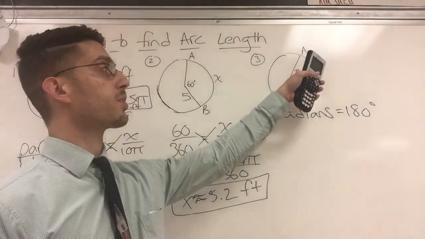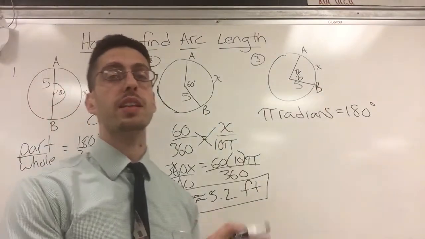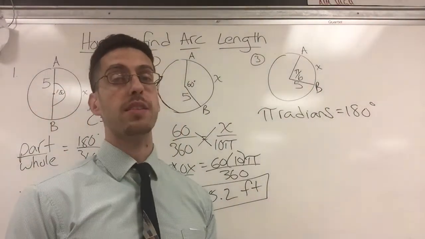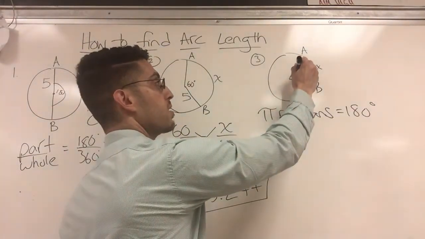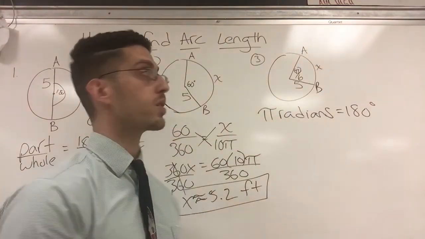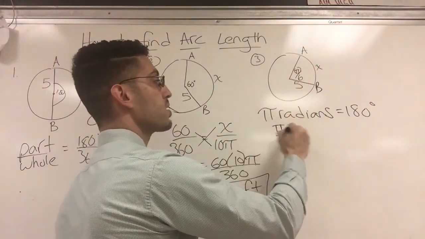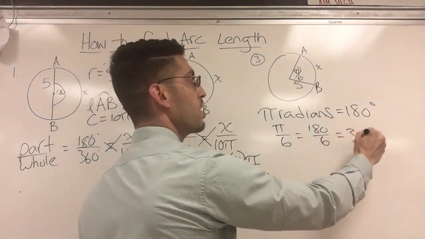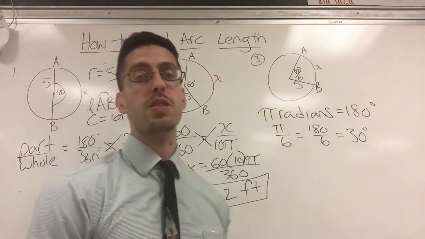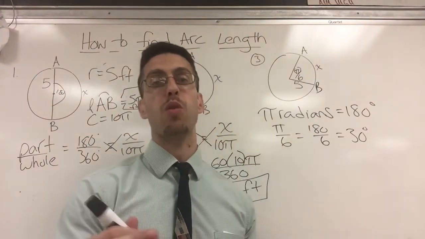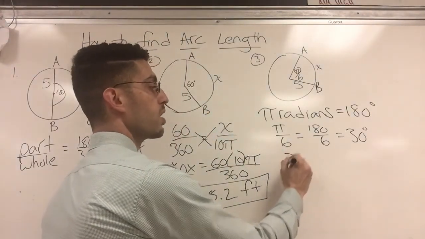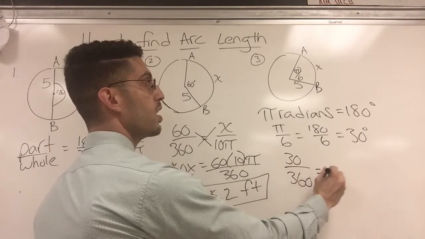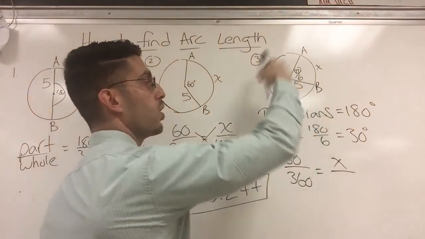So wherever I see something weird like this, I say, I don't like that, I'm used to degrees, I'm going to change it back to degrees by saying this thing really means 180 degrees. So pi over 6 is really equal to 180 over 6. What's that, 30? So that's really 30 degrees. Now I can use what I know from over there, part over whole. So I got 30 over 360 equals x over the whole circumference.